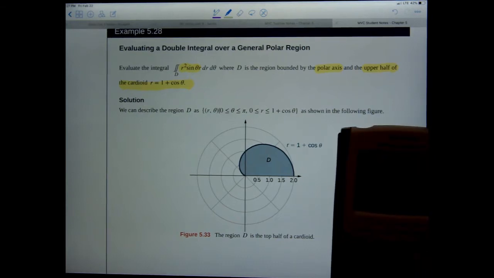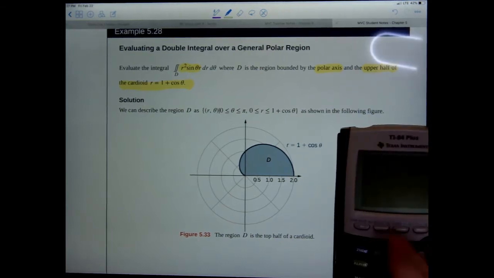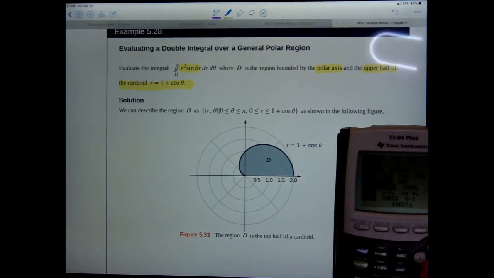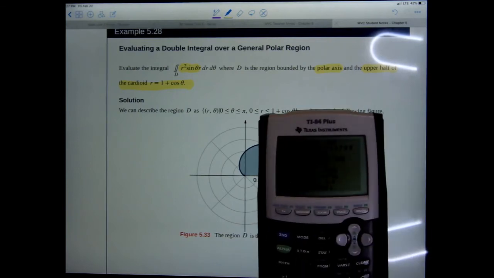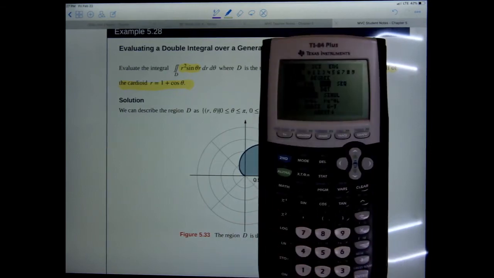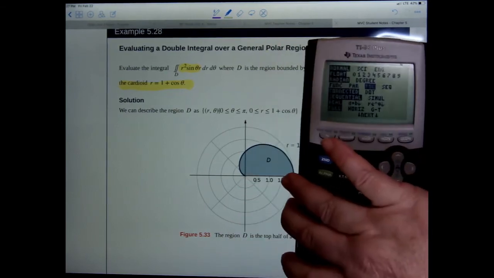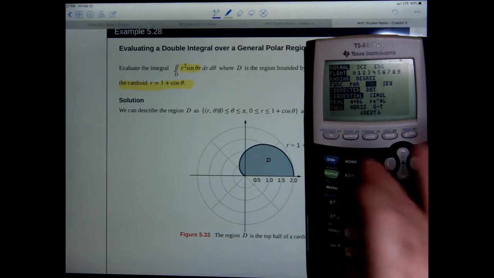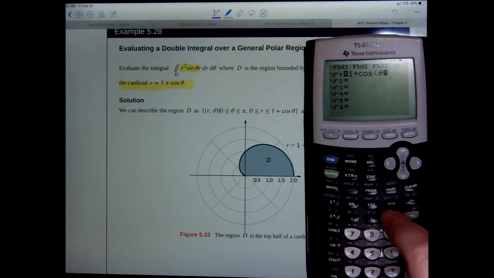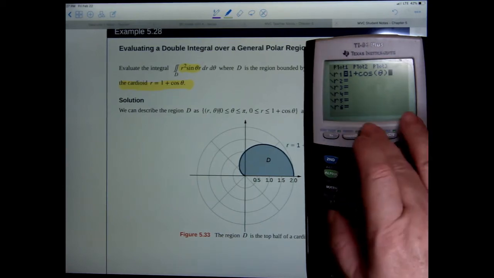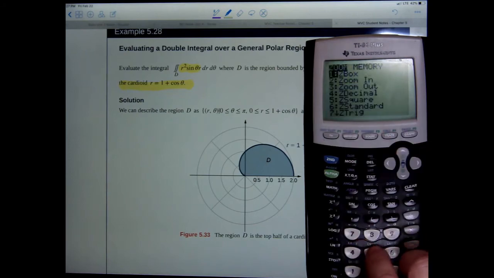Happy Valentine's Day. Mode, polar. I can't see it. Okay. How about that? There we go. Polar mode. R equals 1 plus cosine theta in this case. Okay, you better be in radians. Do a zoom 7. Actually, zoom 7 may be too big. Yeah, it's a little small.